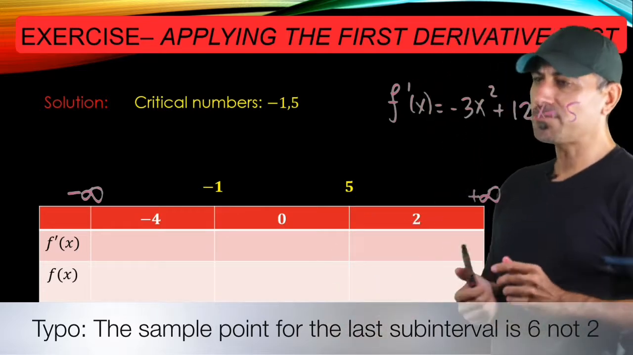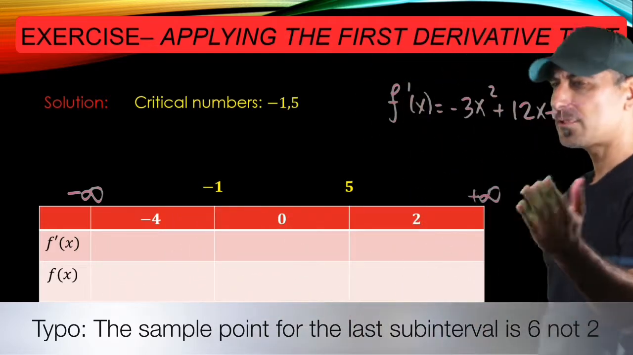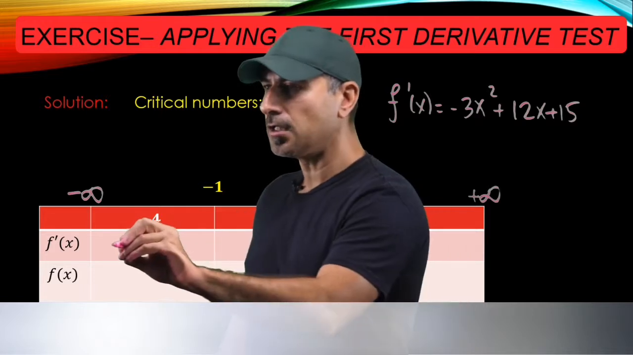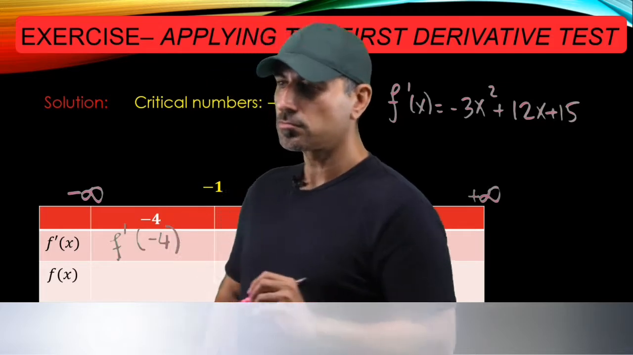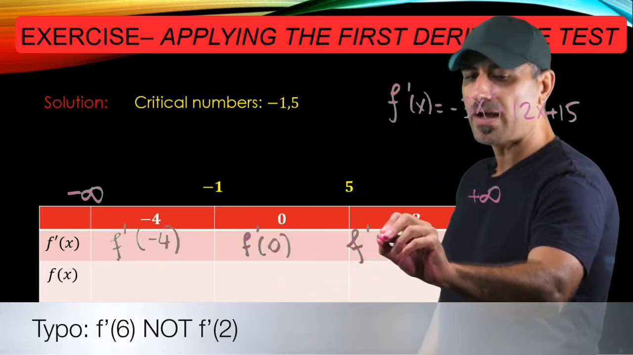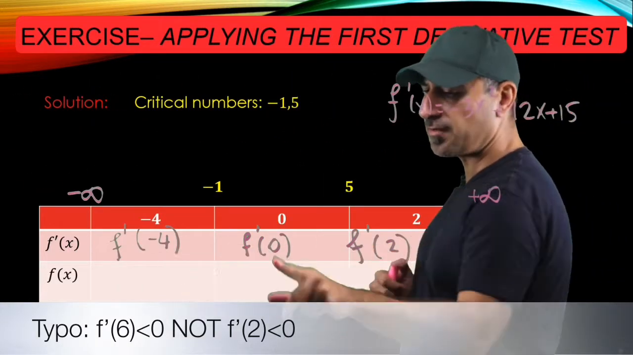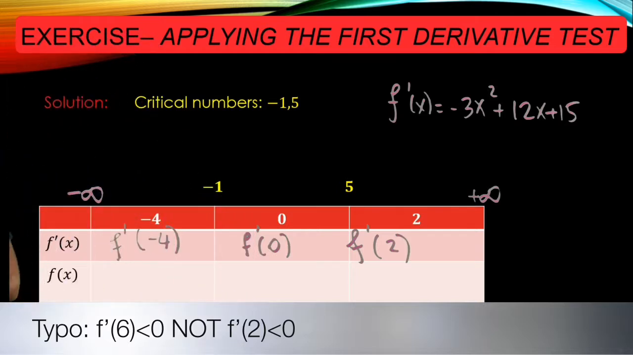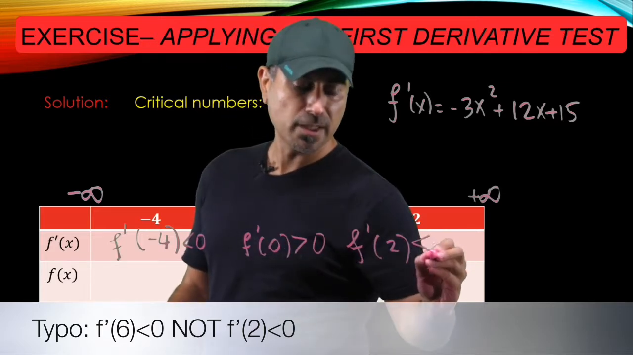So we choose sample points from each interval to determine the sign of f′. My sample points are −4, 0, and 2, and you can choose your own sample points. It's up to you. For those chosen sample points, I'm going to look at f′ evaluated at −4, f′ evaluated at 0, and f′ evaluated at 2. You can go ahead and punch in this function with those x values one by one and determine the sign of f′ at those points. And it turns out that the first one is a negative number, this one is a positive number, and this one is a negative number.